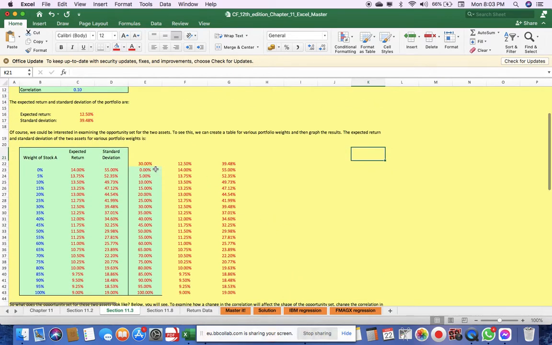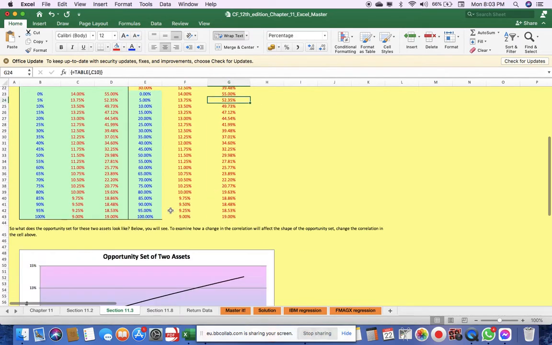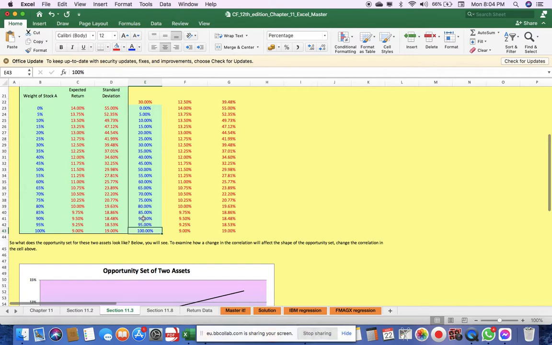What will happen here, this one I will keep it as blue because this is not a function, this is given data. So here if you have 0% in stock A, your return will be 14%, your risk will be 55%. If you are investing 5% in stock A, 95% in stock B, your risk is 13.7552. Like that, if you are investing 100% in stock A and 0% in stock B, 9% and 19%.